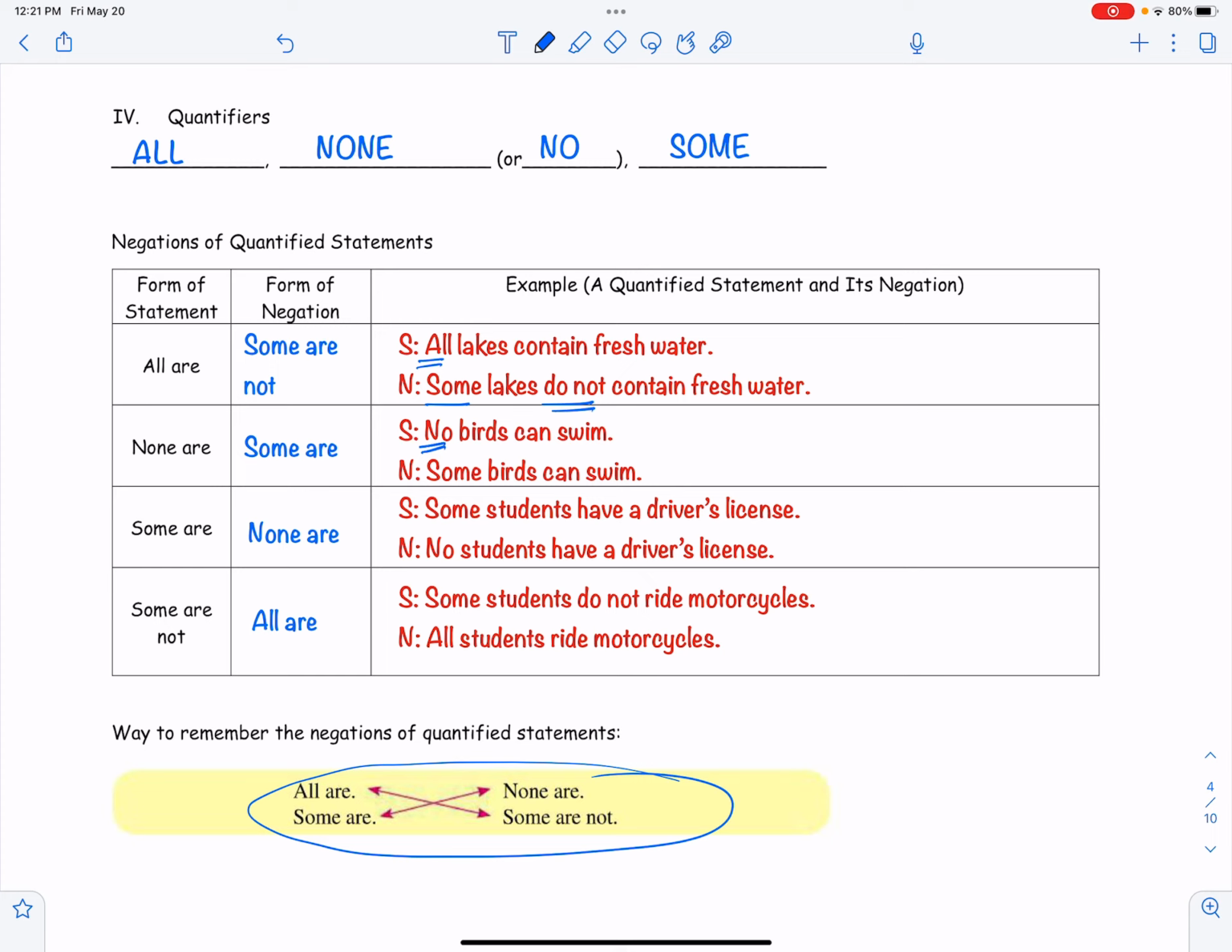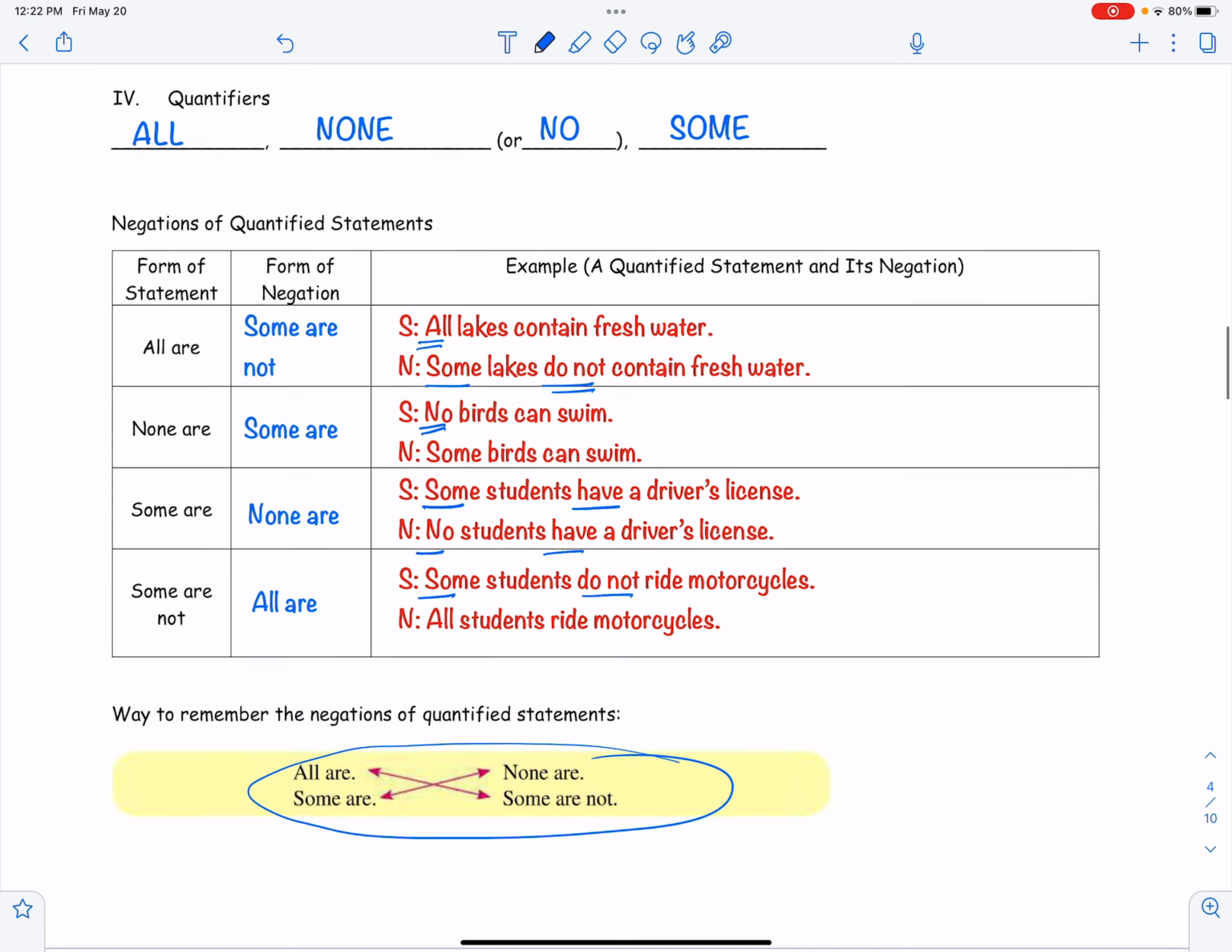If we've got a statement that contains some are, like some students have a driver's license, the negation of some, look at our chart down here, is none. A lot of times this is written as no instead of none. So the negation would be that no students have a driver's license. And then finally, if we have a statement that says some are not, in this case some students do not ride motorcycles, the negation of that would be that all students ride motorcycles.